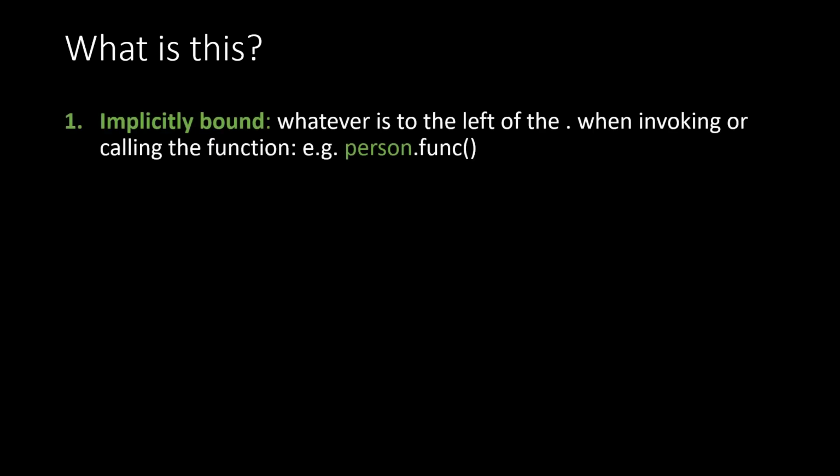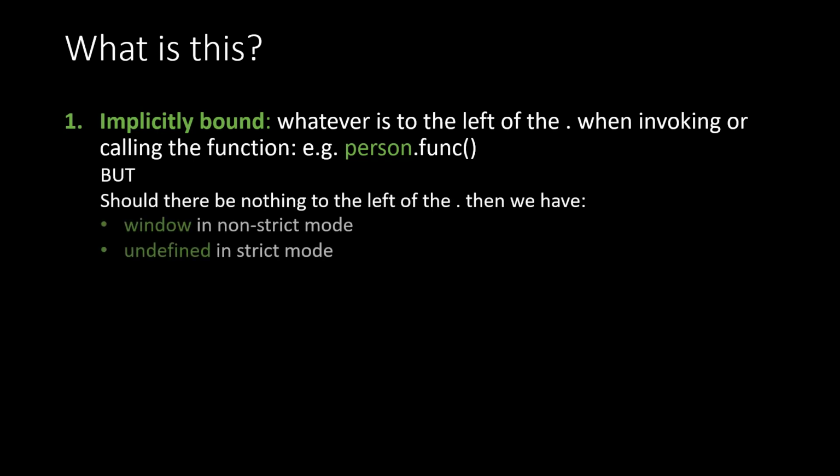To recap, we have three different situations. We have the first situation where this as a keyword is whatever is to the left of the period sign when invoking the function. Of course, if we don't have anything to the left of the label, we have two different situations. If we are not using strict mode, it's going to be window. But if we use strict mode, it's going to be undefined. So these are the straightforward implicit bound this values.